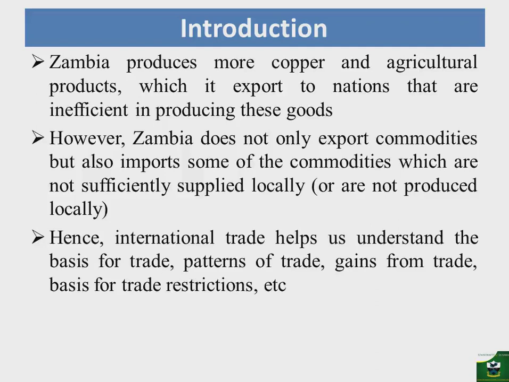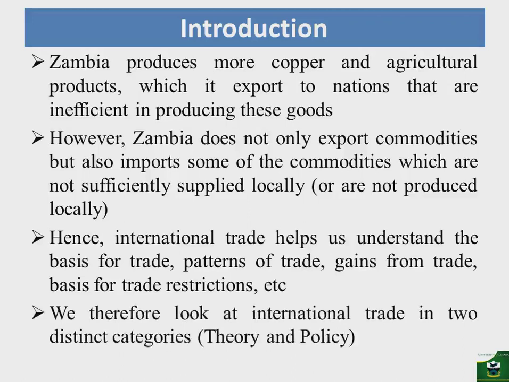First is the basis for trade, then the pattern of trade, the gains from trade, as well as the basis for trade restriction, among other things that we can learn from international trade. Now, with this, we therefore look at international trade in two distinct categories. The first one is trade theory, which analyzes the basis, the pattern, and the gains from trade. So the first three, that's the basis of trade, the pattern of trade, as well as the gains from trade. These will be analyzed using trade theory.